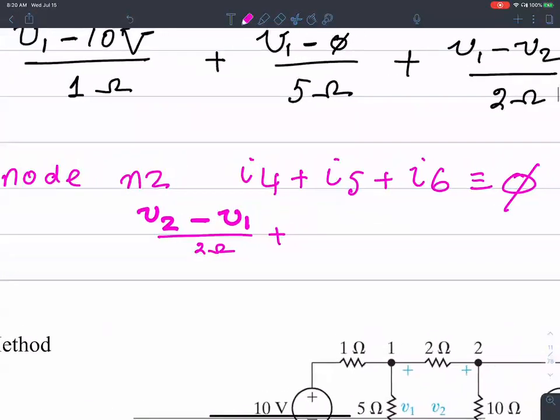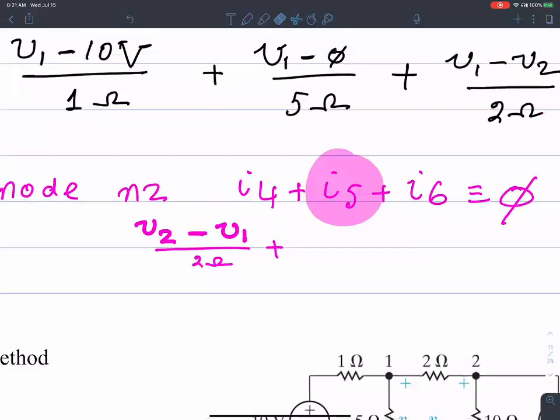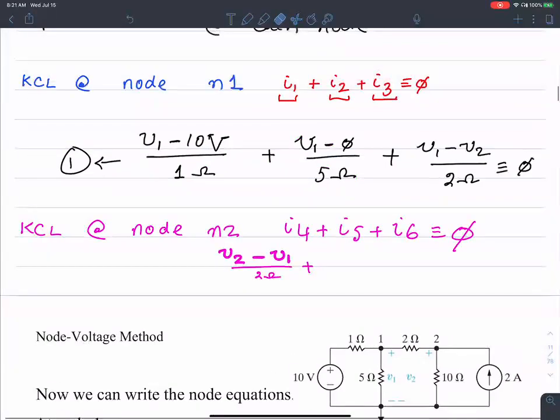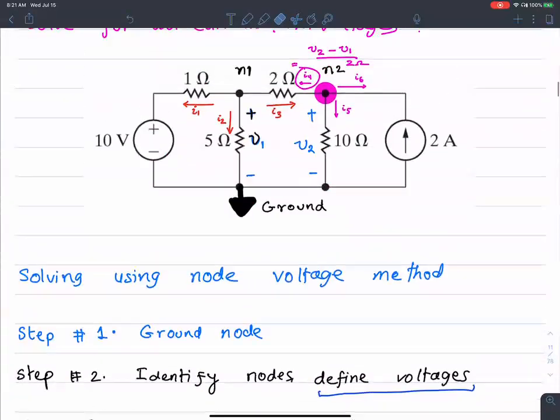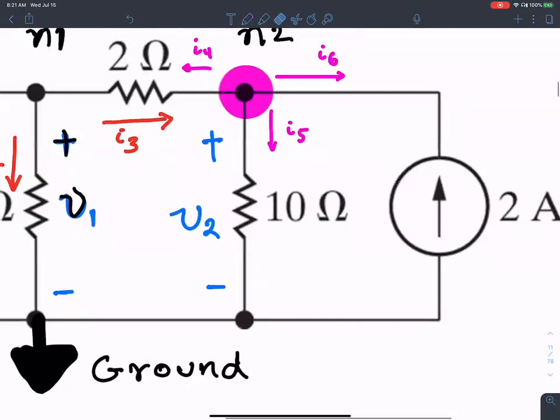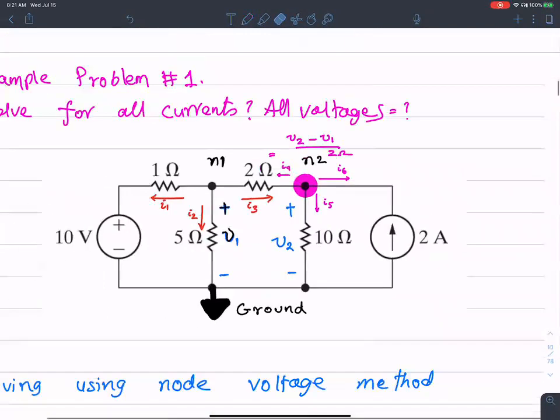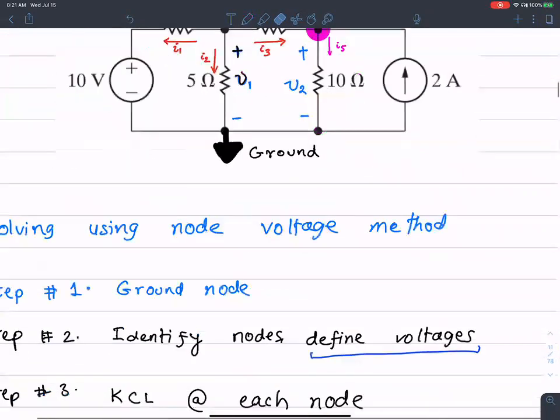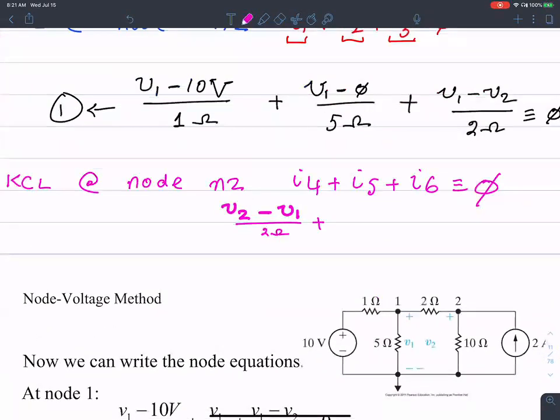That's I4. Now let's look at the value for I5. What's I5? Let me go back to my circuit. I5 is the current going south. So that's the voltage here, which is V2, minus the voltage down there, which is 0, the ground, over 10 ohms. So I5 is V2 minus 0 over 10 ohms. Let me write that down: V2 minus 0 over 10 ohms, plus.